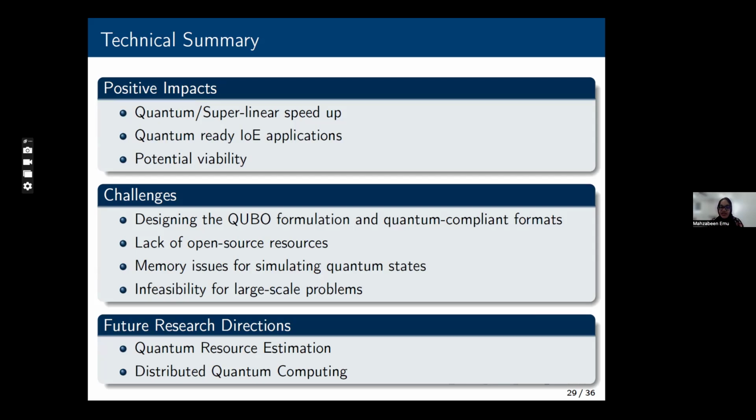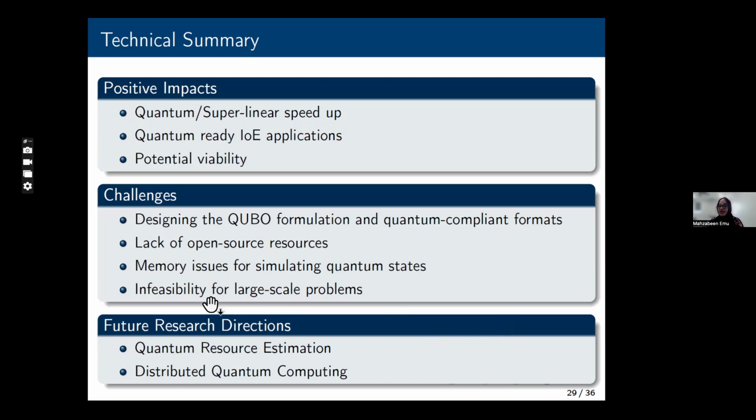Some of the challenges are how can we design the quantum algorithm or the QUBO formulation in such a way that it is understandable and solvable by a quantum computer. It's not quite the same case for classical algorithms. And then there is a lack of open source quantum resources to learn and implement these strategies. And there are also memory issues if you want to simulate quantum states in your local system. So it is not quite feasible, right?